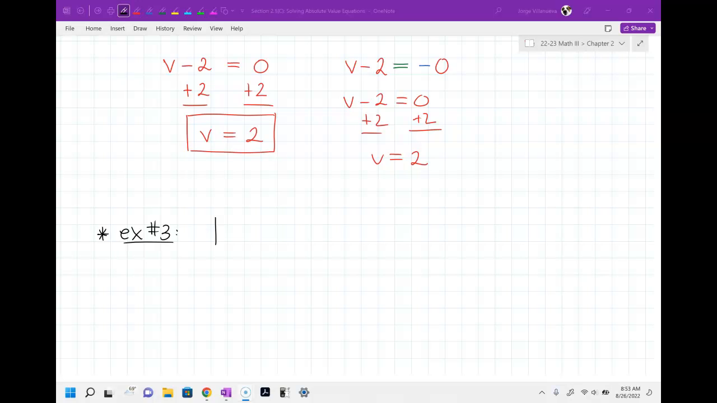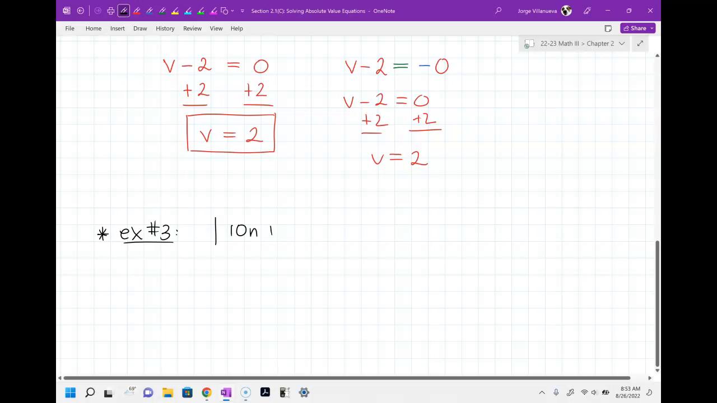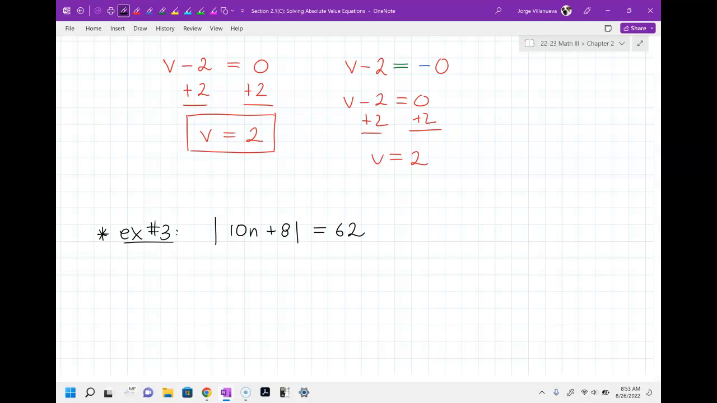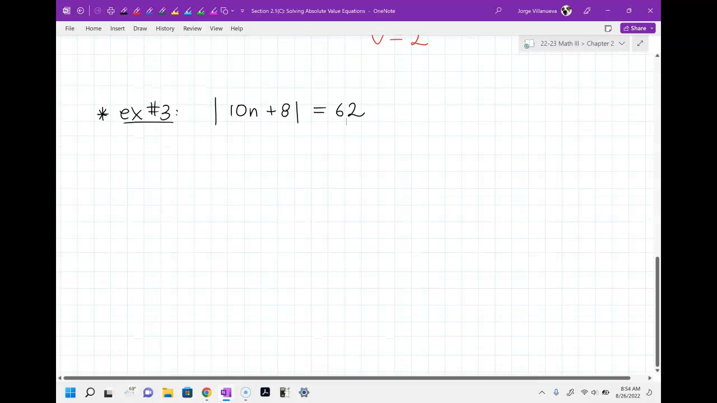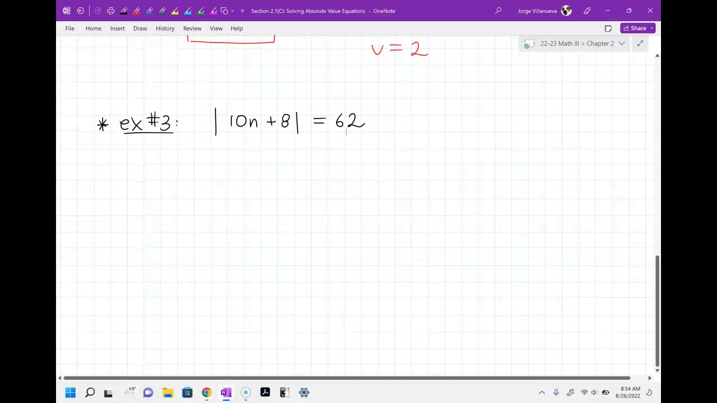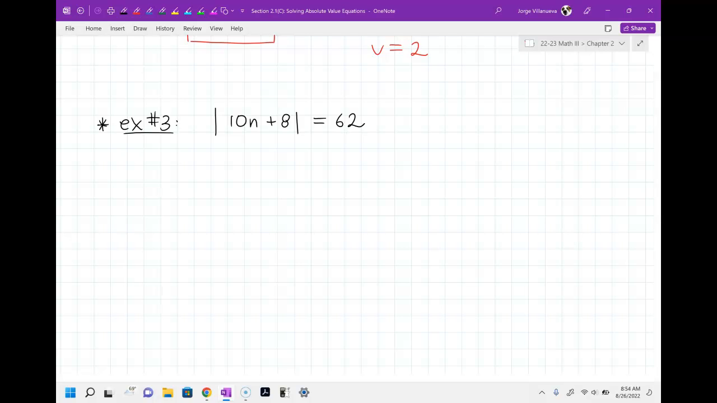So example 3, the absolute value of 10n plus 8 equals 62. We are going to break this apart, just like I mentioned. Anytime the expressions start to get more complicated, we have to break it apart. Unless there's just a single variable inside the absolute value, you don't have to do that. You can just think about it and you're good. But for most of these, you have to break them apart. So let's go ahead and do that.